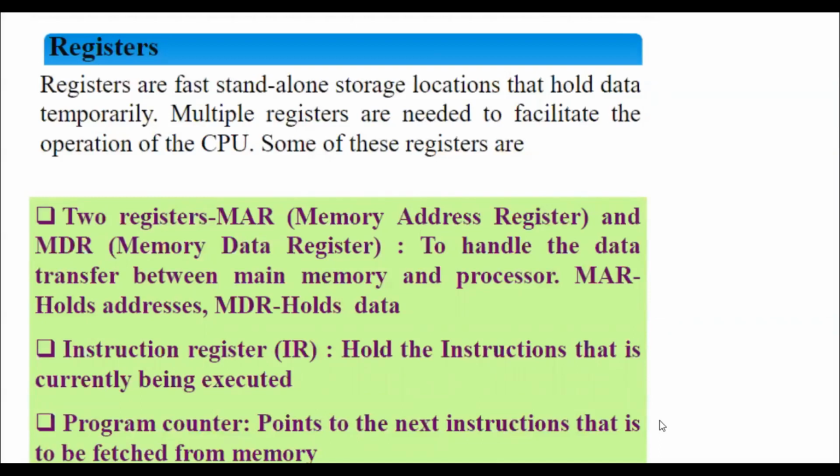The IR, or the instruction register, holds the instruction that is currently being executed. The program counter points to the next instruction that is to be fetched from the memory. The register is a type of computer memory used to quickly accept, store, and transfer data and instructions that are being used immediately by the central processing unit. It is a temporary storage memory that is built into a processor.